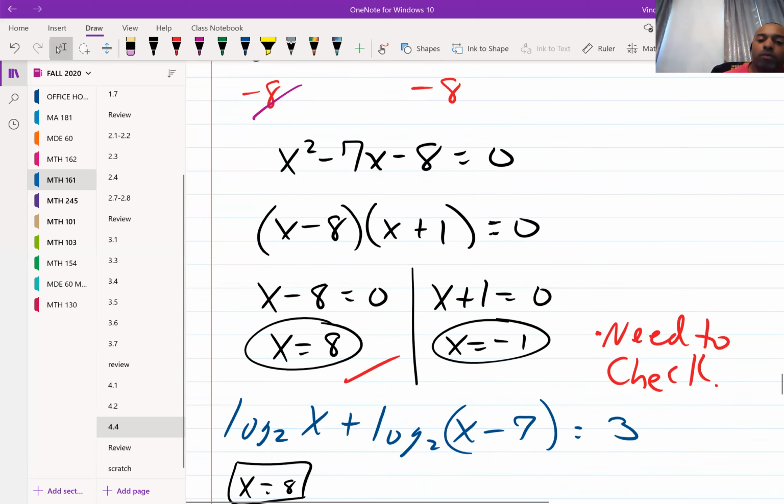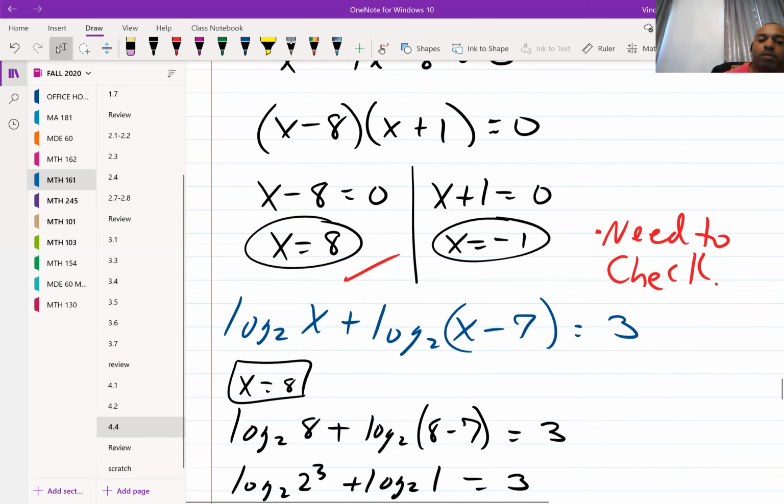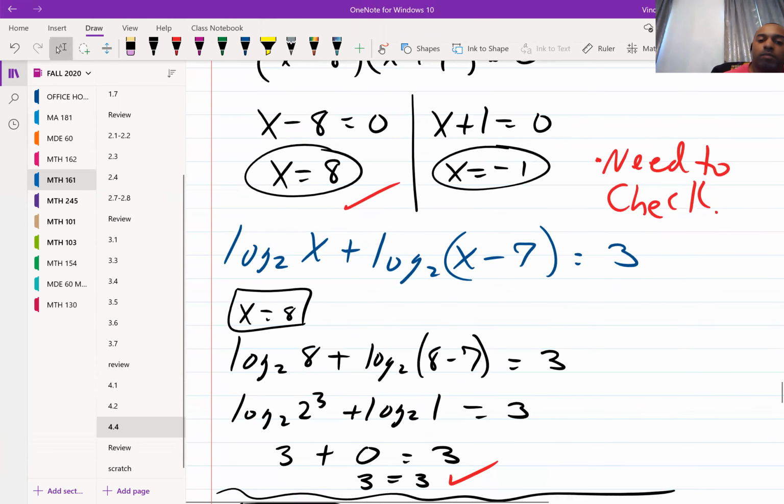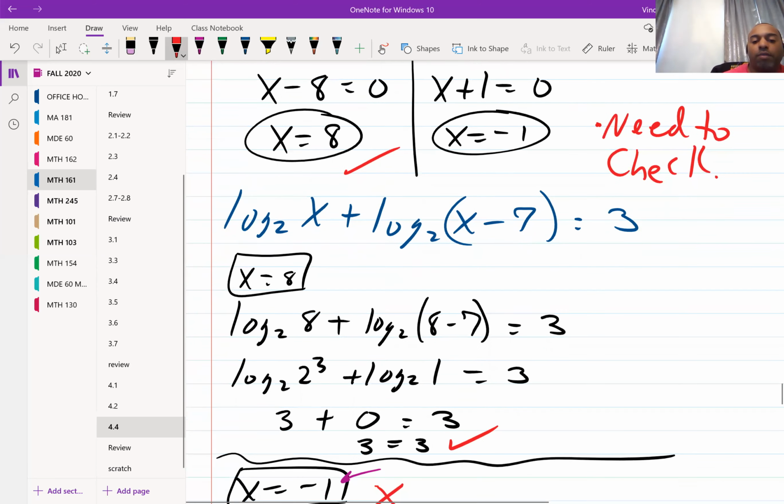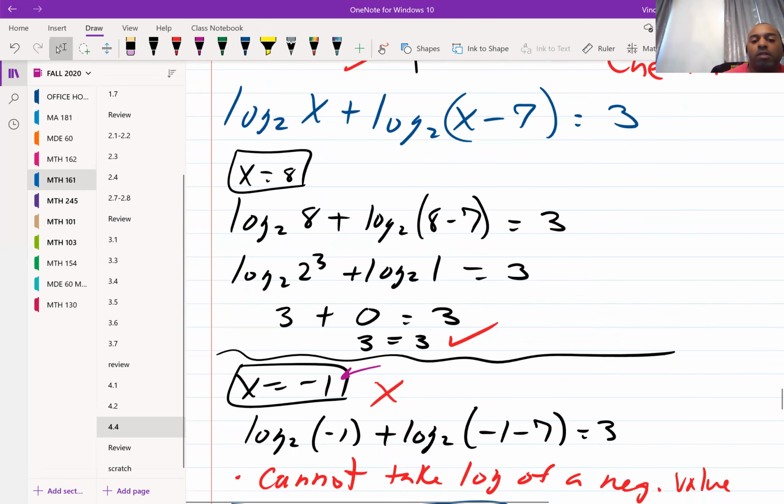All right, so plugging in 8. And I did this by hand. Of course, you can plug it into your calculator, do log base 2 of 8, and you can get 3. Then if you plug in negative 1, now once again, it's not about your solution being negative.